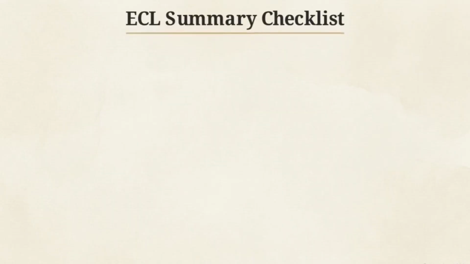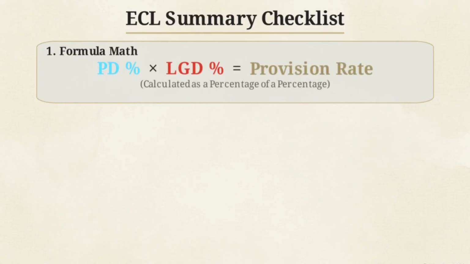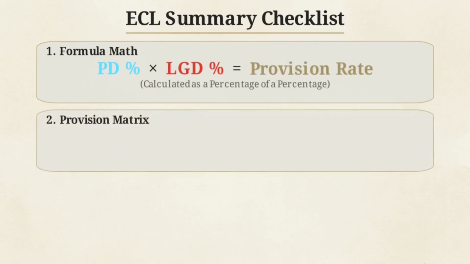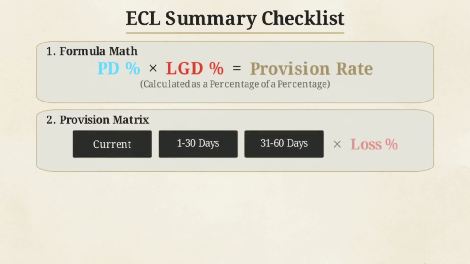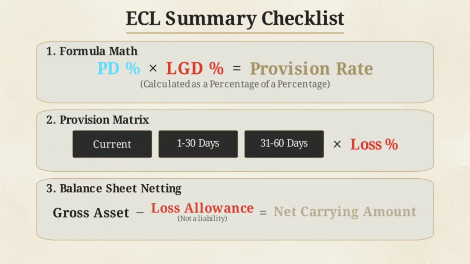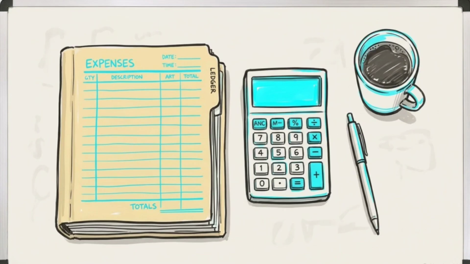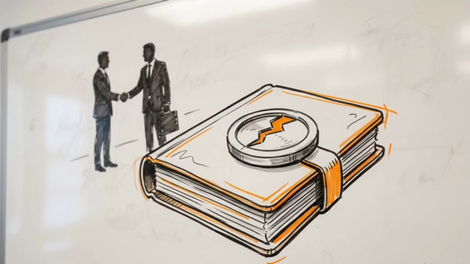To summarize, first, calculate the provision rate by correctly multiplying probability of default and loss given default. Second, for a matrix, evaluate age buckets before applying percentages. Finally, deduct the loss allowance directly from the financial asset, not a separate liability. Using these structured steps transforms a high-level accounting requirement into a methodical process, ensuring your financial statements reflect the specific credit risks required by the standard.